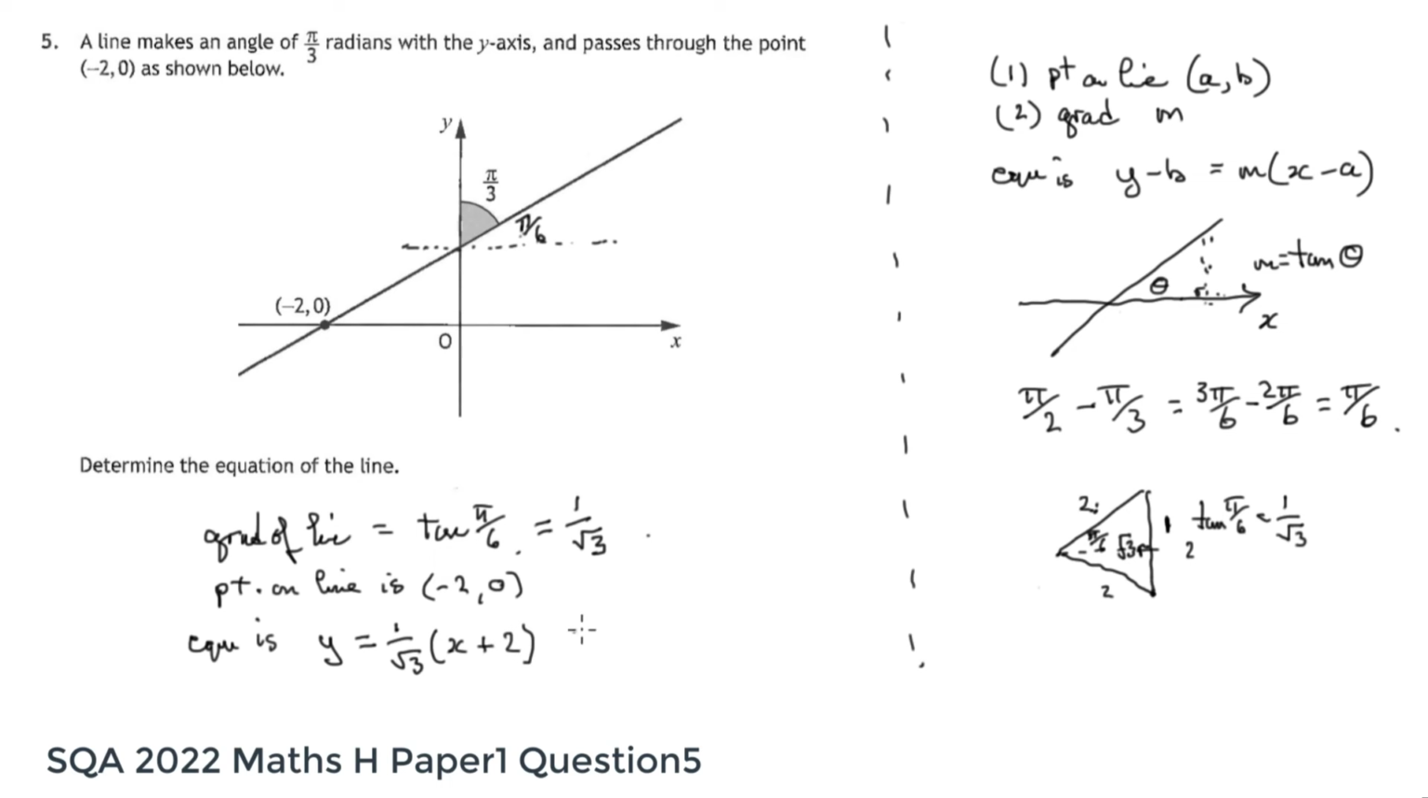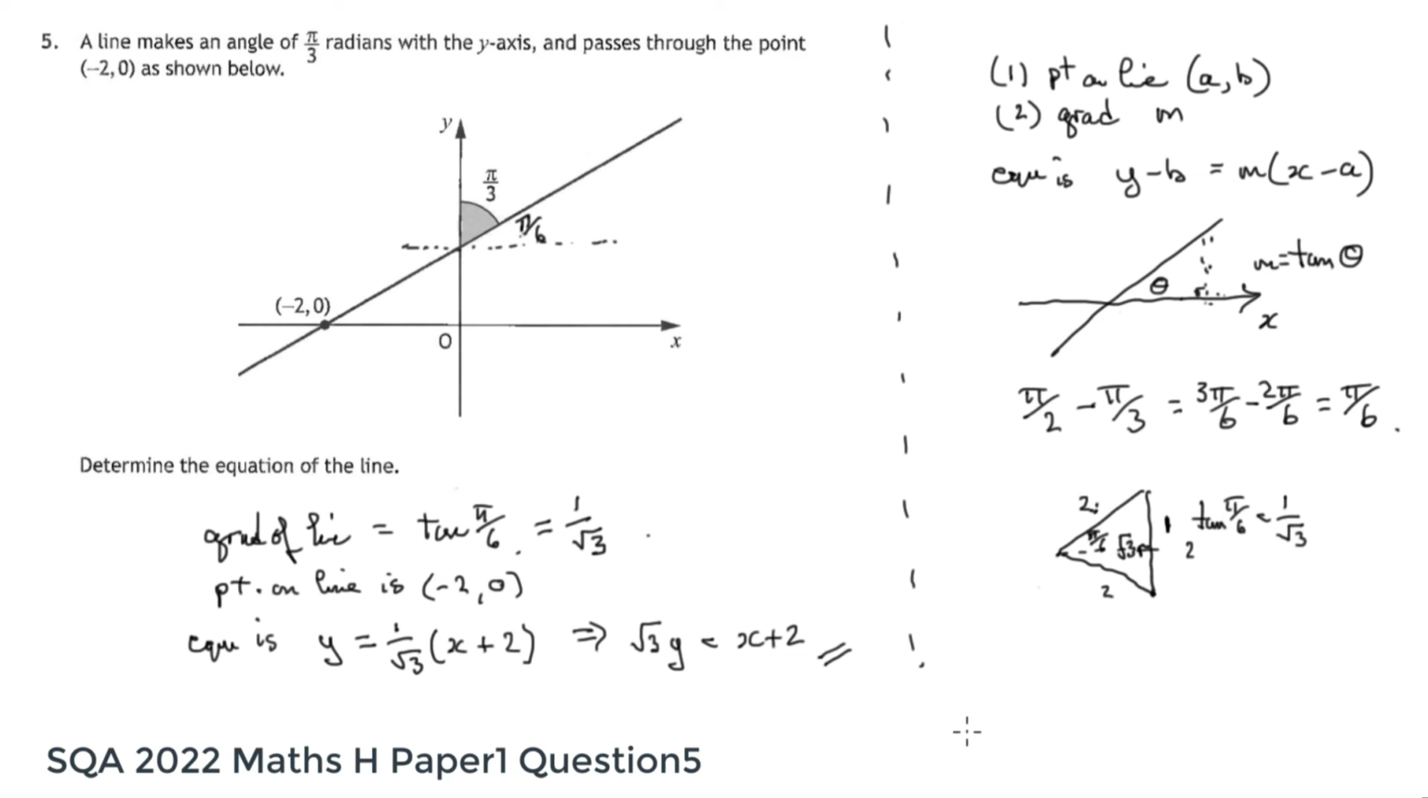And some people like to tidy up. I think that would probably give you your full marks, but let's multiply through by root 3. So root 3 y, that gets rid of this fraction. The root 3 vanishes, and 1 times x plus 2 is x plus 2. And there's a healthy equation without fractions.